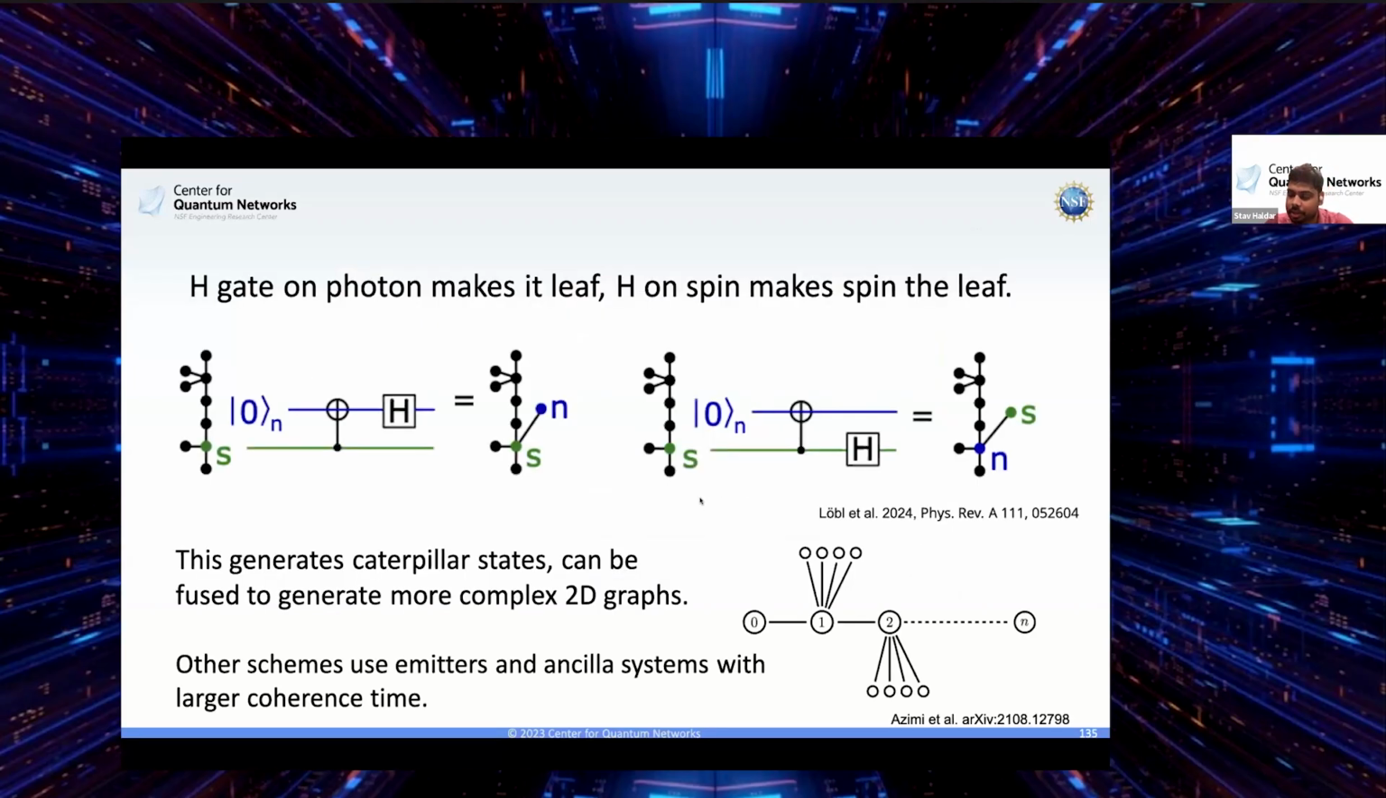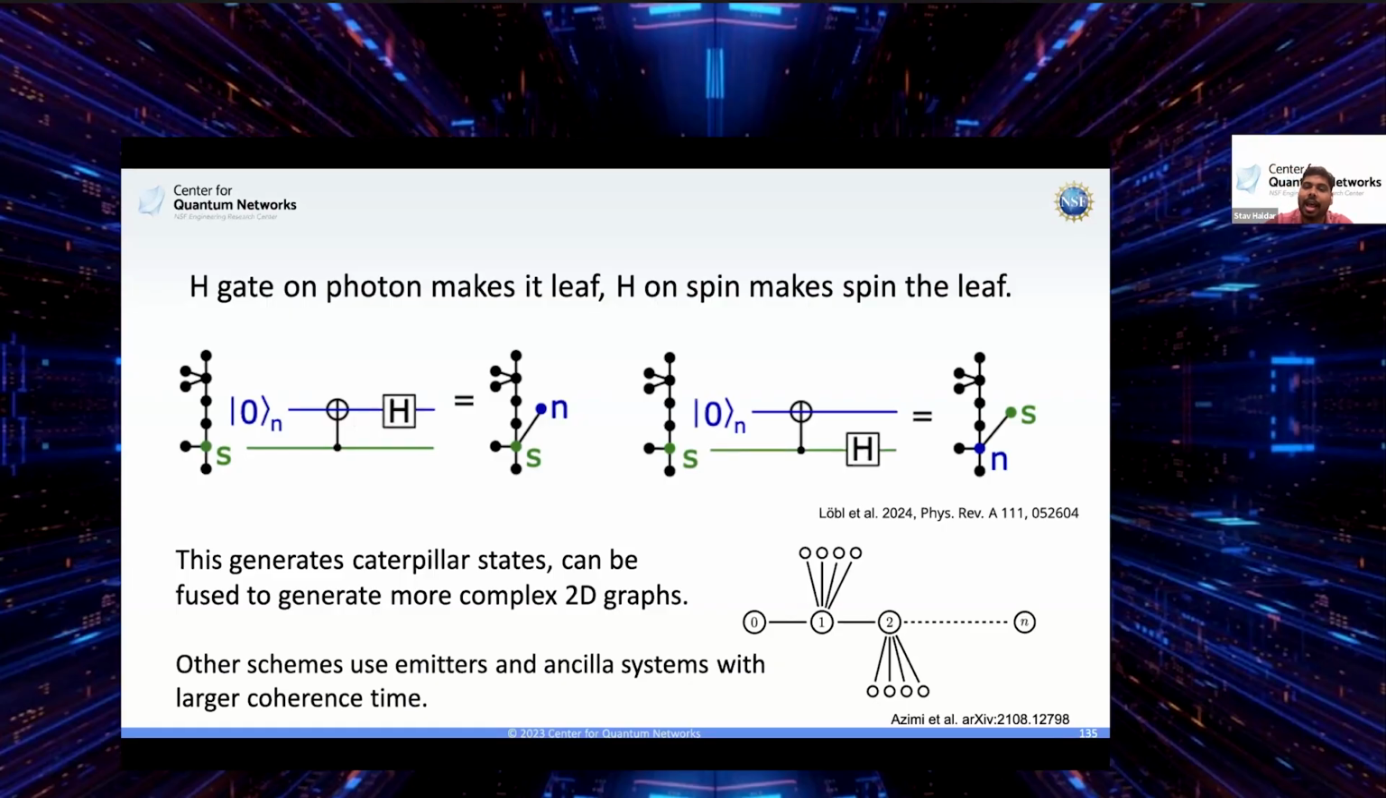Okay, so that's a nice scheme. Now you can generate two-dimensional graph states also using this kind of structure. And the idea there is that by switching the Hadamard gate from the new photon to the spin, right? So either you do the Hadamard gate on the new photon, or you do the Hadamard gate on the spin. Depending on that, either the new photon becomes a leaf or the spin becomes a leaf of the linear graph state, right? And of this kind of, not a linear graph state, but this long graph state that you have.